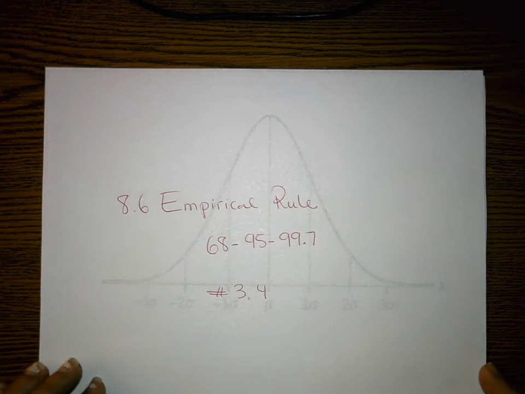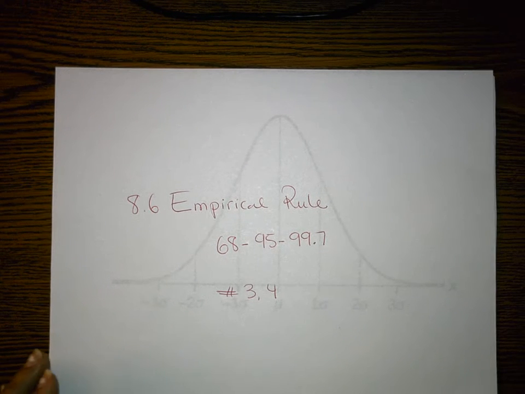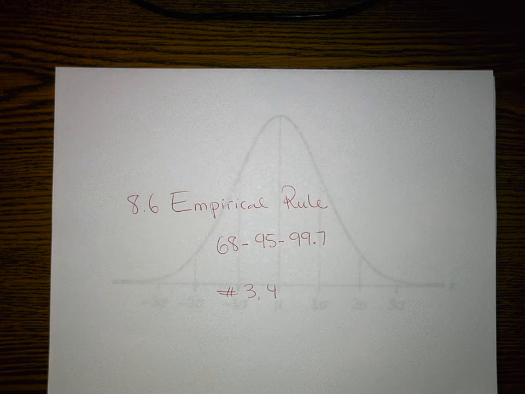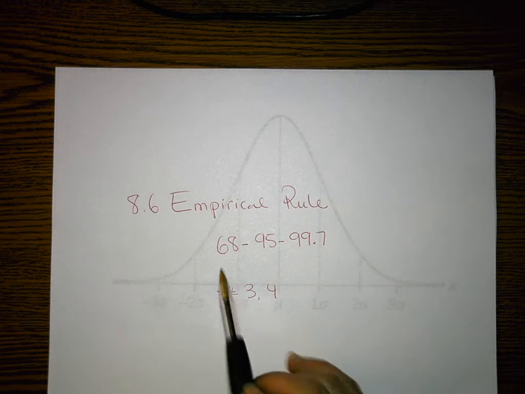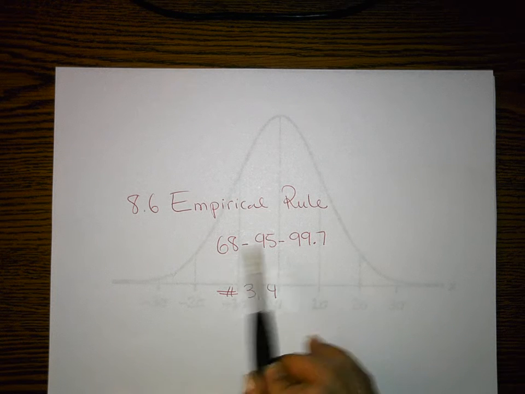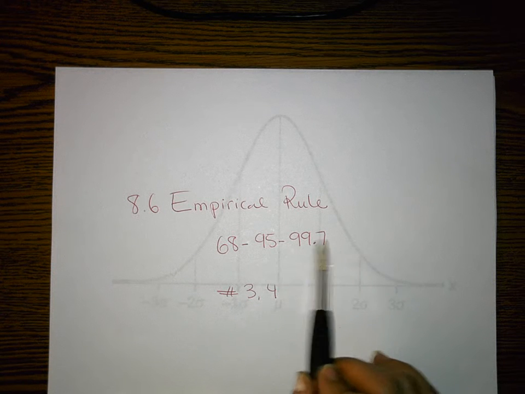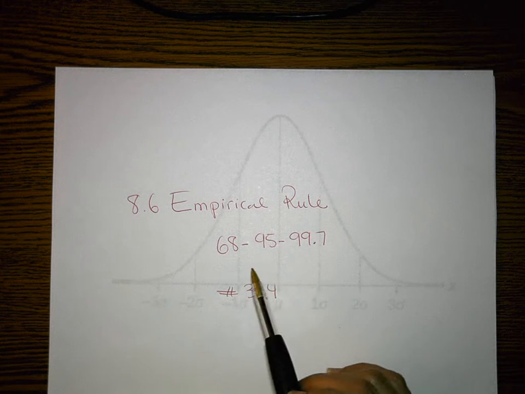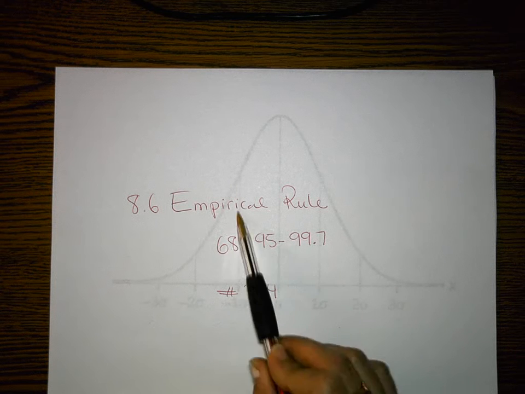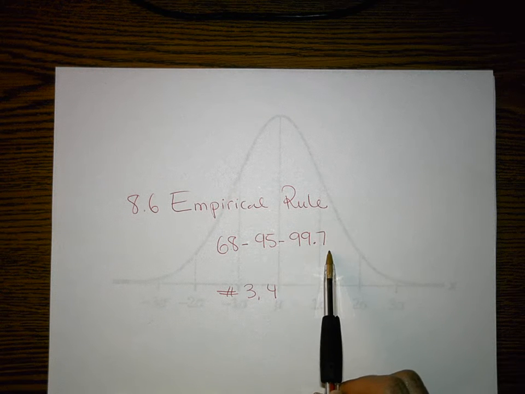Alright, so here's a video for 8.6, the empirical rule. And the empirical rule is for normally distributed data values. So the population has to be normally distributed. And the values are 68, 95, and 99.7. Those are the three numbers that you need to have in your mind every time you hear the empirical rule. 68, 95, 99.7. Okay?